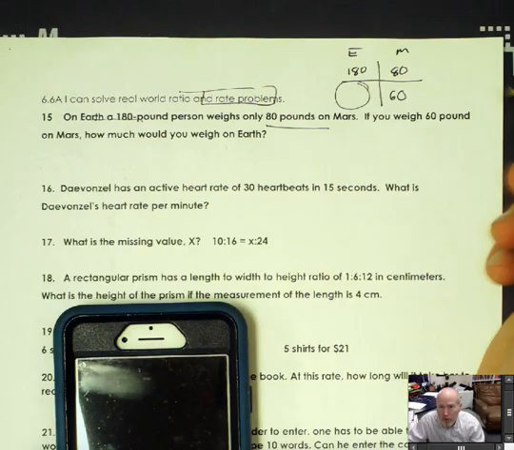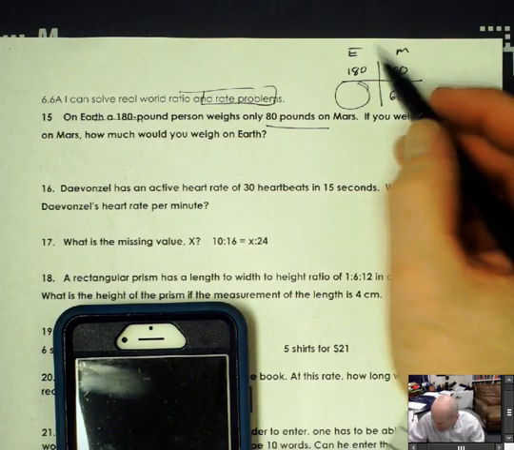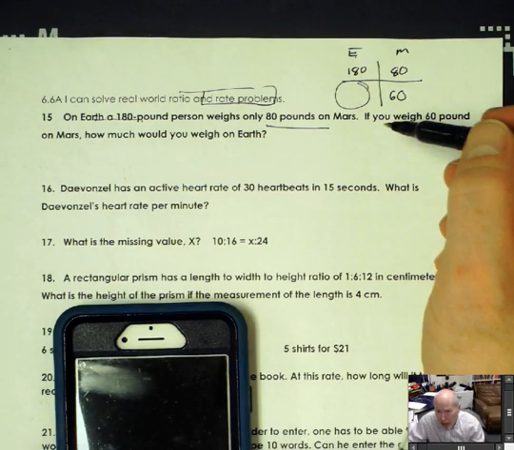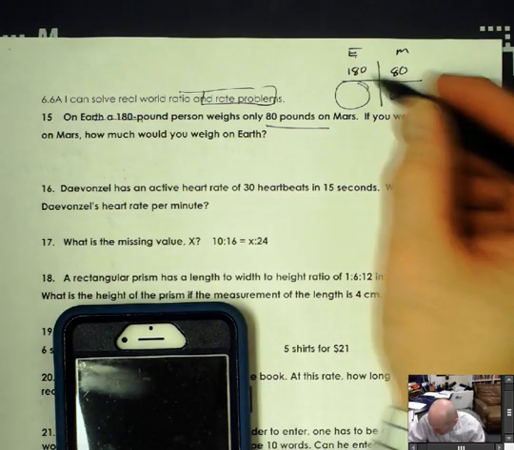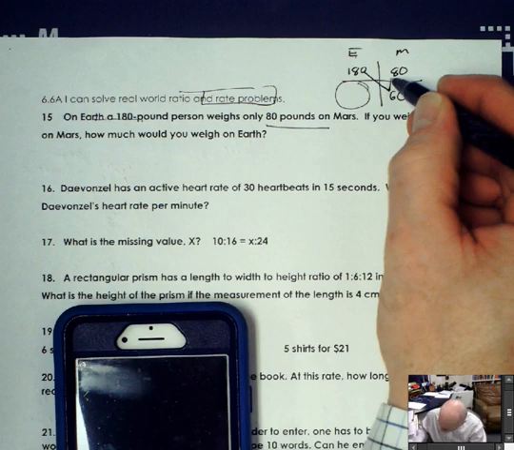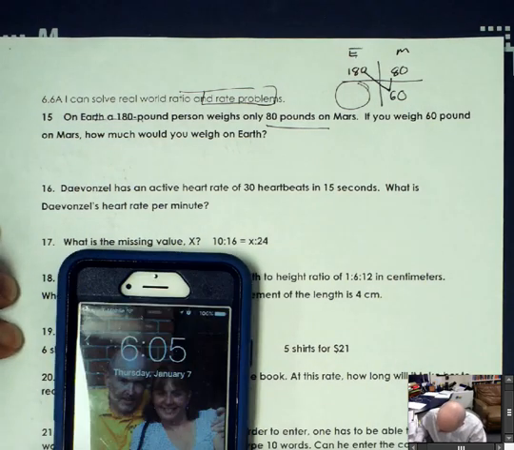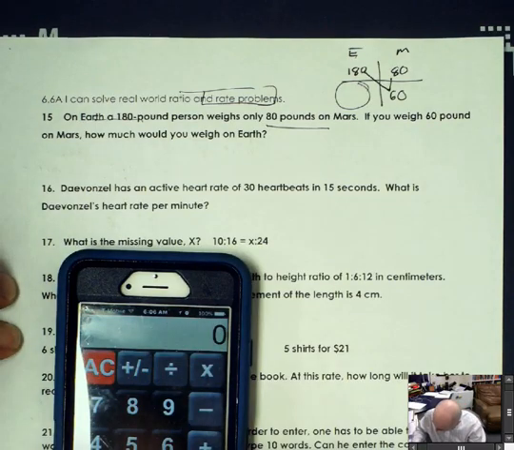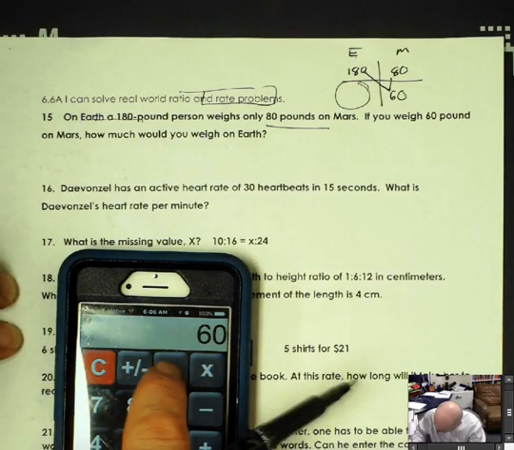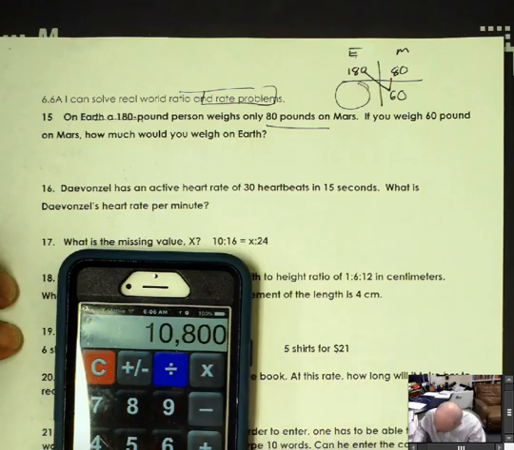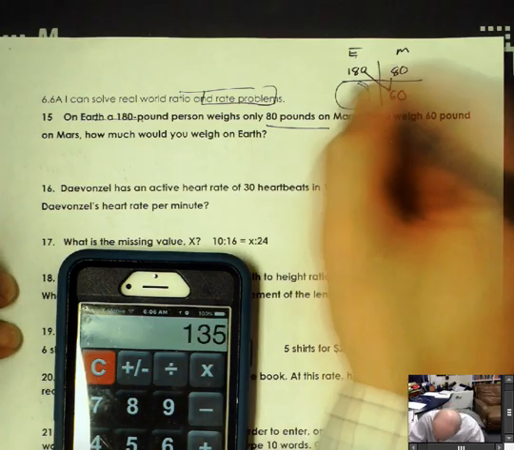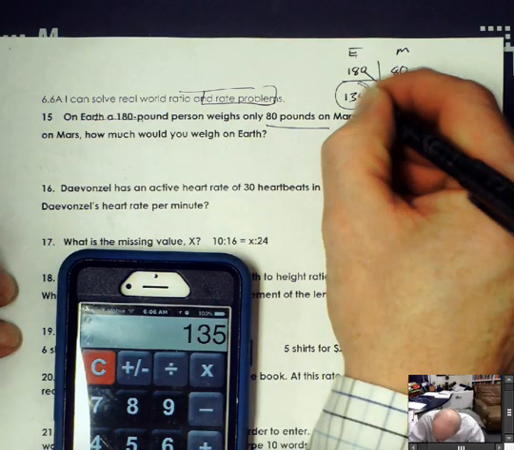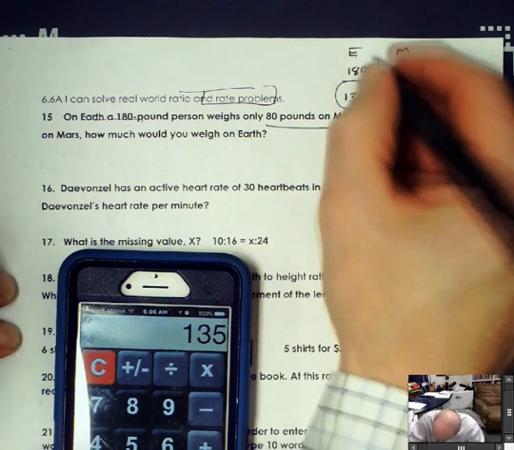So here's what we're looking for right here. Again, labeling, getting them in the right boxes. Multiply diagonally, and then divide. So I'm going to get my calculator. There we go. 180 times 60. And then we need to divide that by 80. And we get 135. And of course, that's pounds, because these are all pounds.